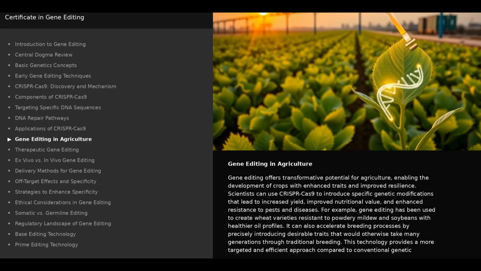It can also accelerate breeding processes by precisely introducing desirable traits that would otherwise take many generations through traditional breeding. This technology provides a more targeted and efficient approach compared to conventional genetic modification, GMOs, which often involves introducing foreign DNA. The precision of gene editing allows for subtle changes that mimic natural mutations, potentially easing regulatory hurdles. Ultimately, gene editing in agriculture aims to address global food security challenges and reduce the environmental impact of farming.